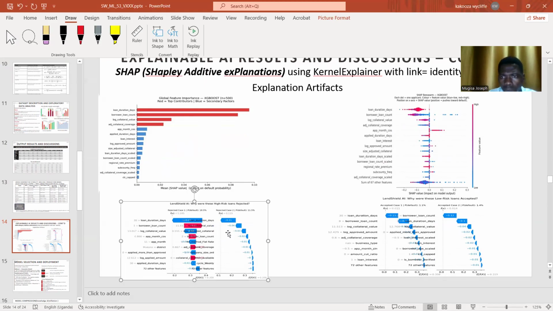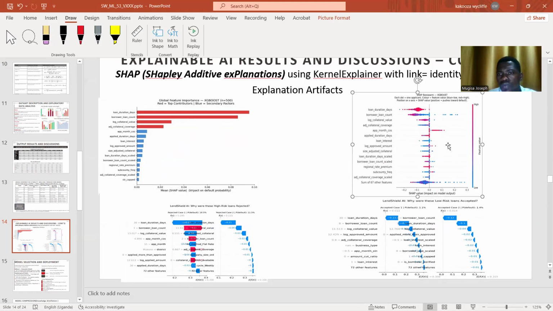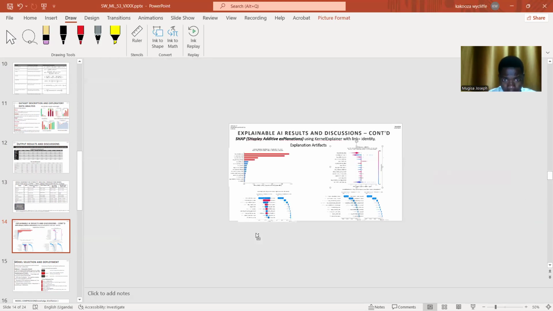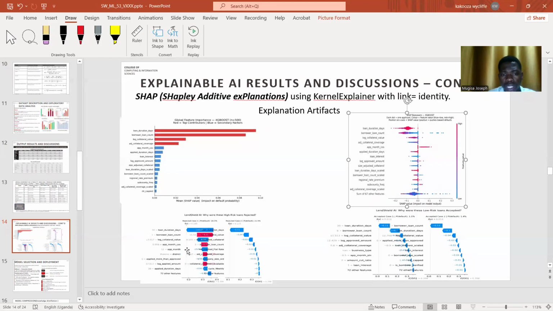Then we look at the bee swarm here, whereby this one is showing us the impact that a given feature is having on every prediction. The red shows the negative impact that the feature is having on that particular prediction. Every dot there is a prediction. And then this one gives an insight into why a given high risk loan was rejected.